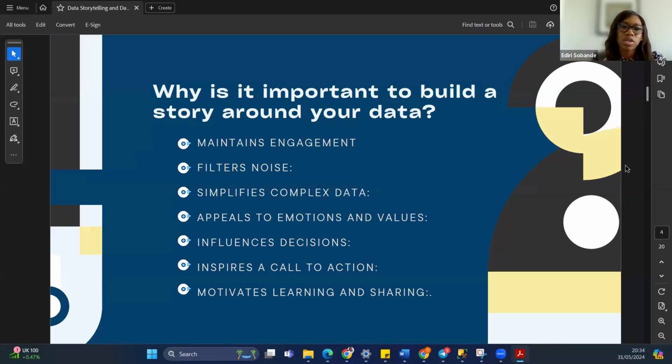So I've talked about the elements in your data story. I've talked about having what? I've talked about having a theme. I've talked about having a setting.